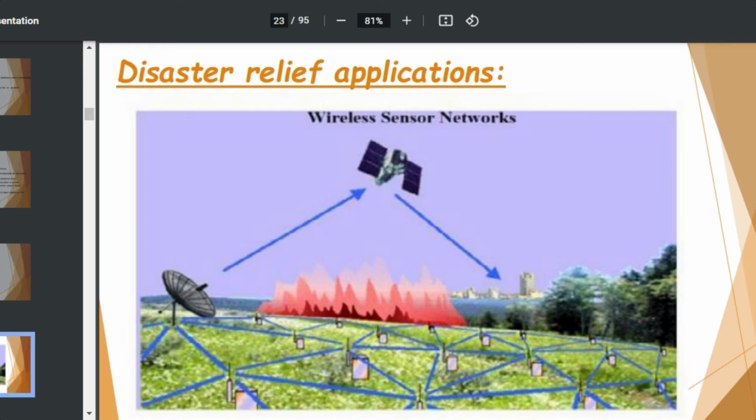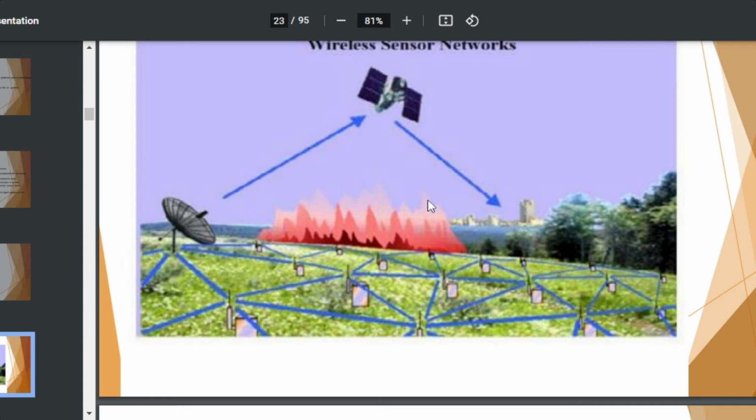The first one is going to be disaster relief management. Here we could see a wildfire. We have kept a sensor in order to detect that wildfire, and that is communicated to the nearest range officer in order to take immediate action.